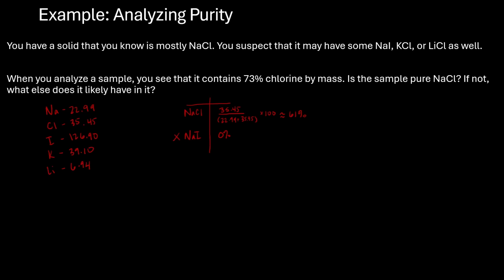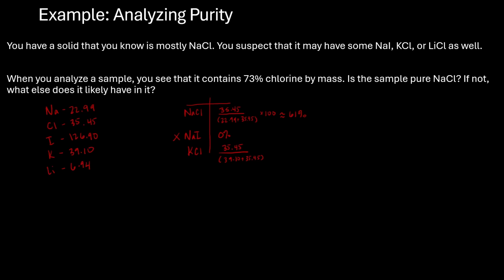And so let's look at potassium chloride, KCl. Again, we're going to do the same thing to find the percent chlorine by mass. We would go 35.45 and divide by 39.10 plus 35.45.